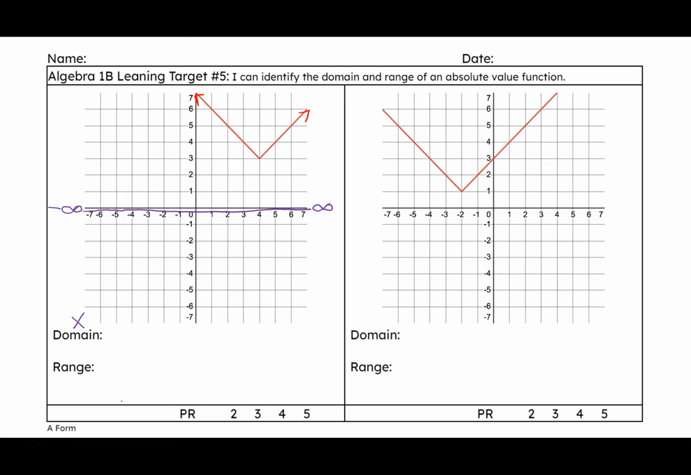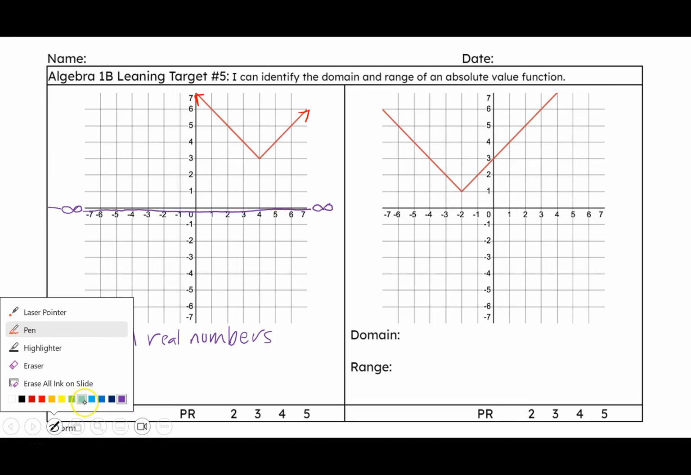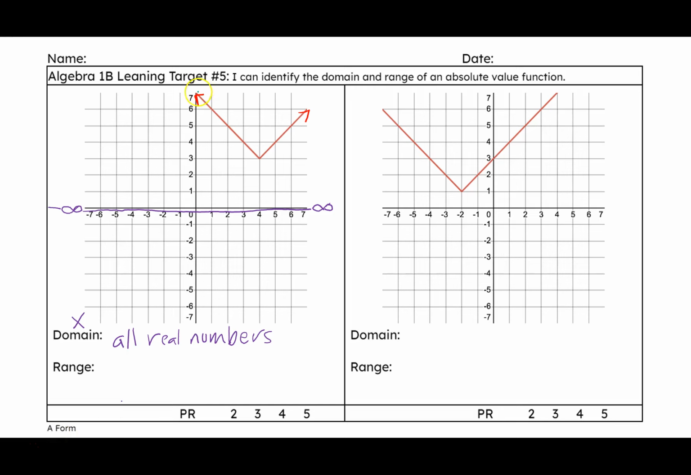Easiest way to express this is to say that the domain is all real numbers. Now for range, that's your y value, and that's going to be a little bit different because this function does turn around, stop, and start going back in the other direction.